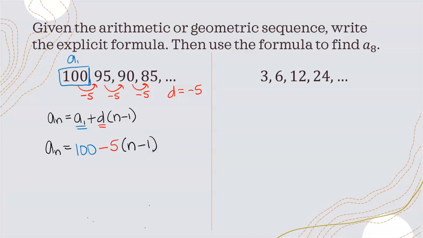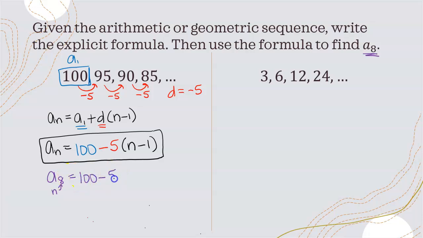Now, I don't need you to simplify this, so this is going to be my explicit formula for my arithmetic sequence. I can leave the n minus 1 just like that. Where that comes into play is now for this second part, when I want to find a sub 8. Now what that's telling me is I am plugging in 8 for n. So if I do that, I'd have 100 minus 5 times 8 minus 1.